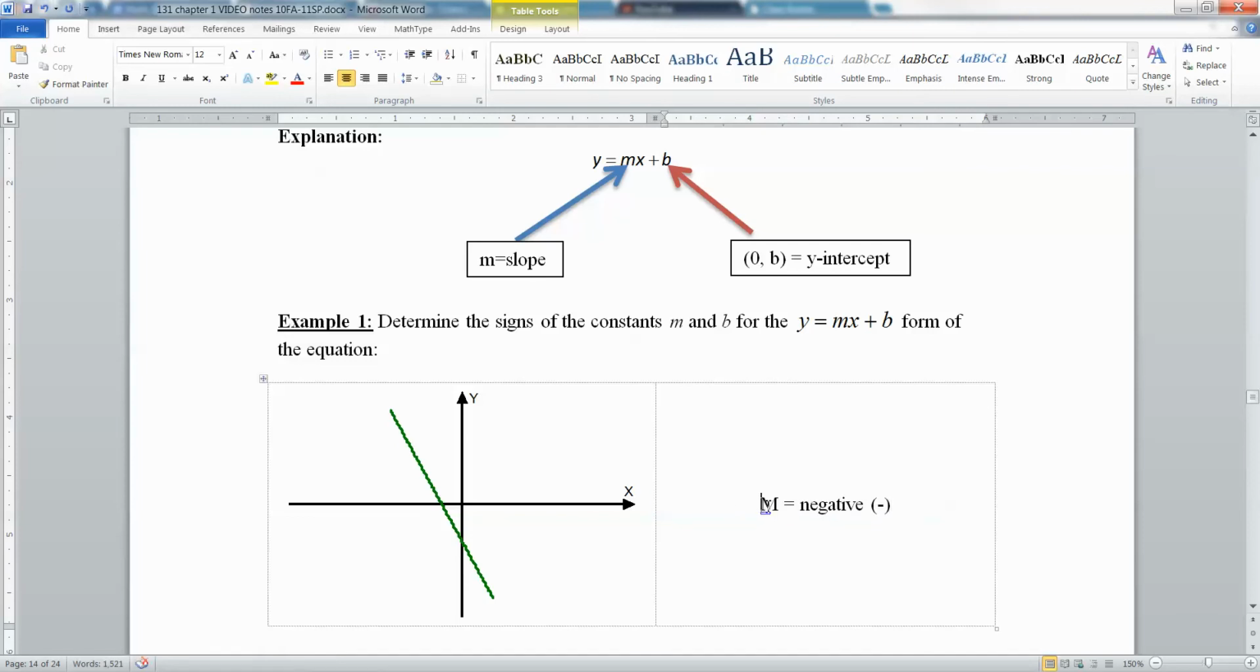Now, how do I know that m is negative? Well, because the line is decreasing. We learned that negative slope means decreasing. All right, now what about b? Okay, well, do you see where the y-intercept is? So that means b is negative as well.